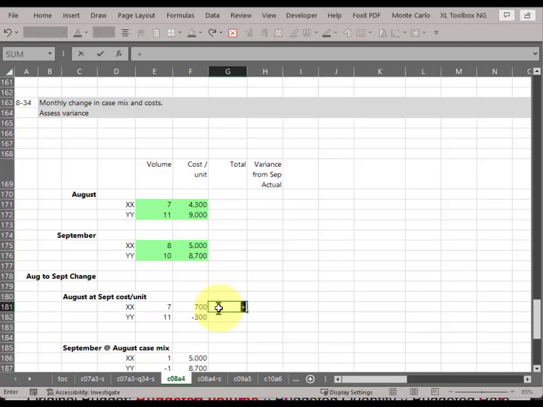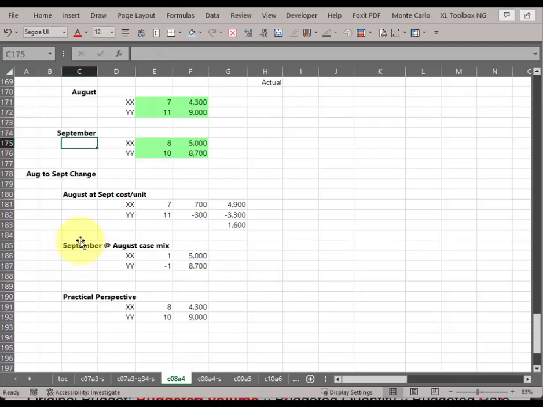And this is the amount. You can see each formula right there. That's just the change from one month to another. And 700 just means that your X cases were $700 more. So just multiplying those out, 700 times 7, there and there. And you can see the total, just adding those up, is there. What that 1600 means is that August would have been $1,600 more if they had done that with the same costs per unit as in September.